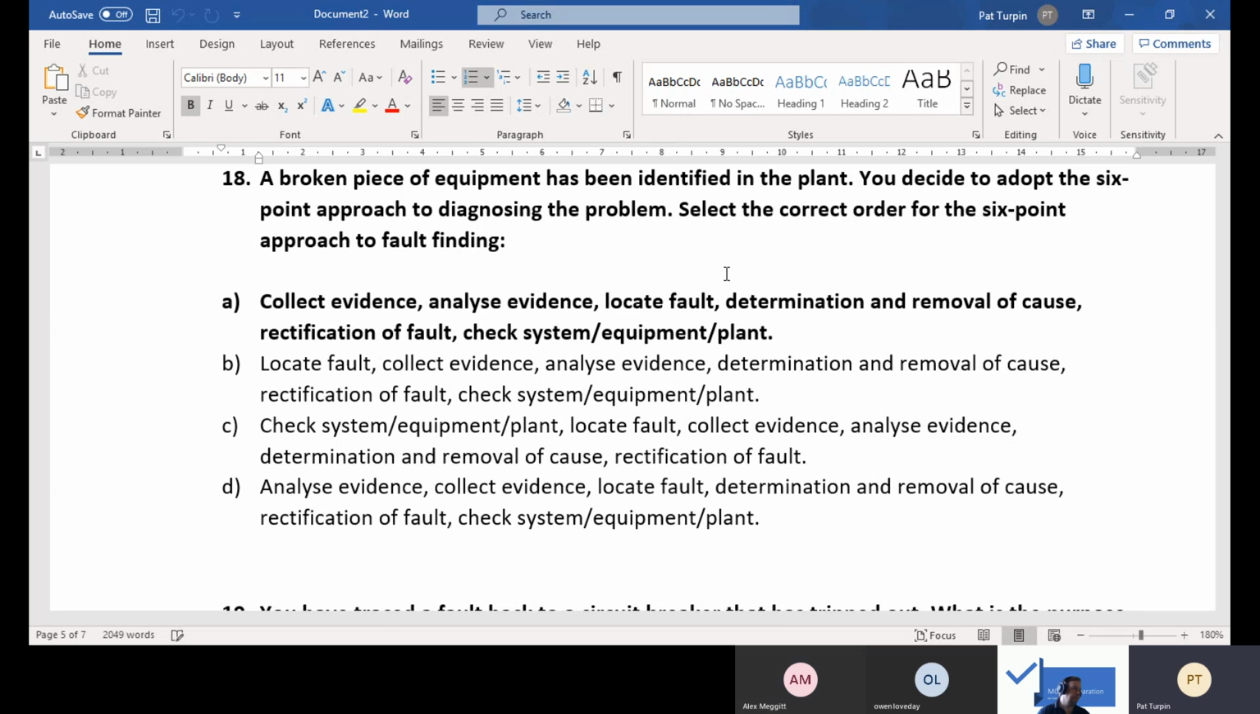So for me: collect evidence, analyse evidence, locate the fault, determination and removal of cause, rectification of fault, check the system, equipment and the plant. So that is that 6-point.